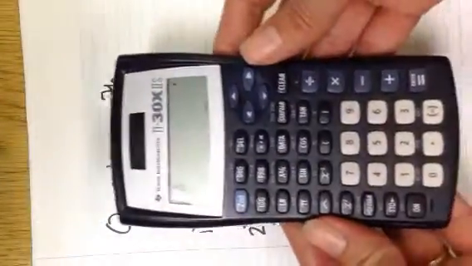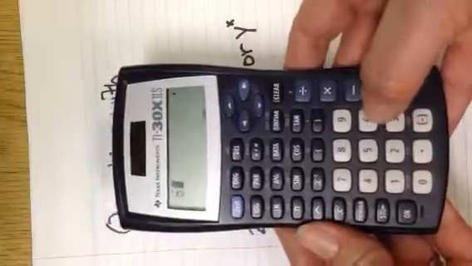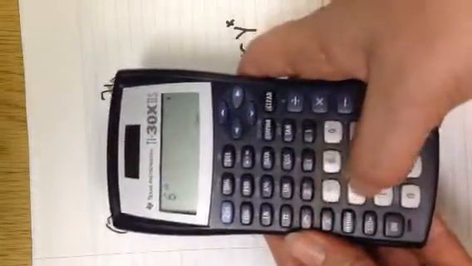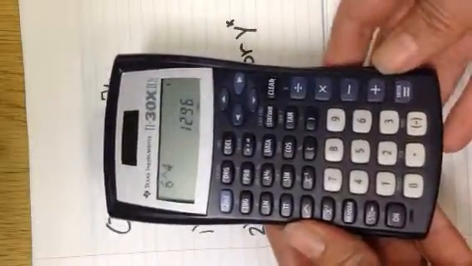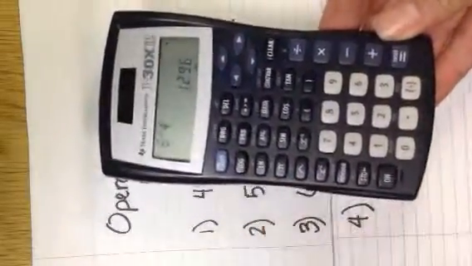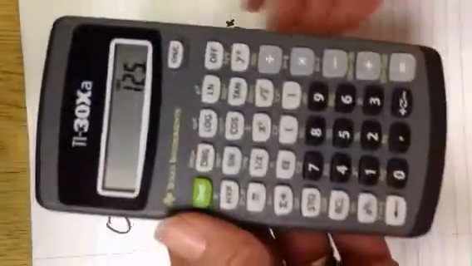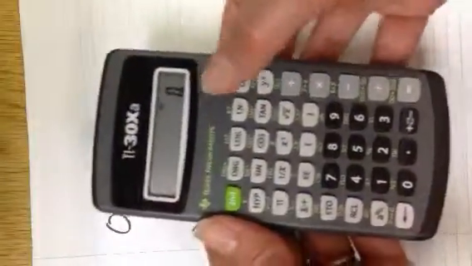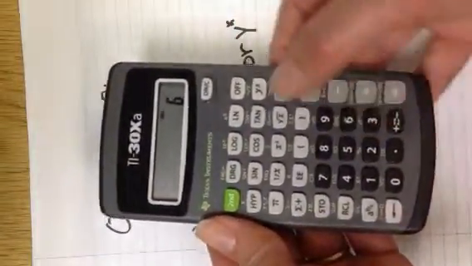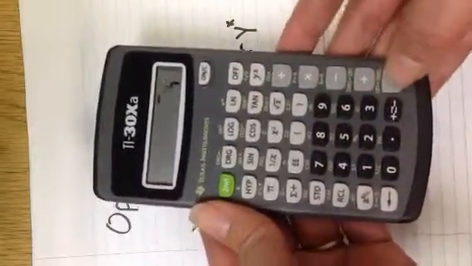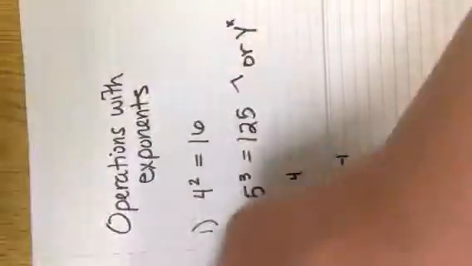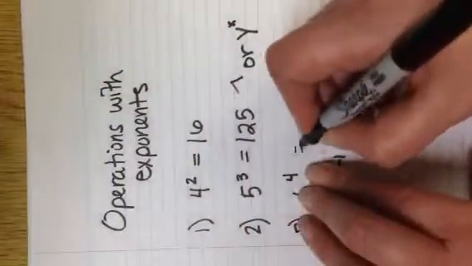So again, using my calculator, I have 6 to the power of 4 equals 1,296. And then I'm going to use the other calculator and use this button right here. 6 y to the x power 4. Same answer, 1,296.